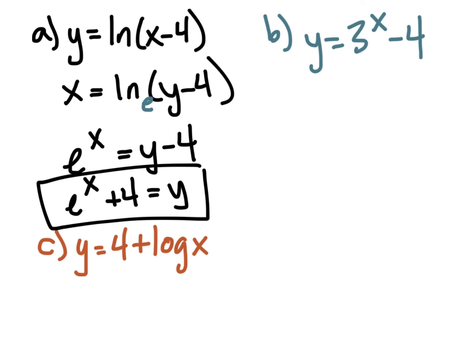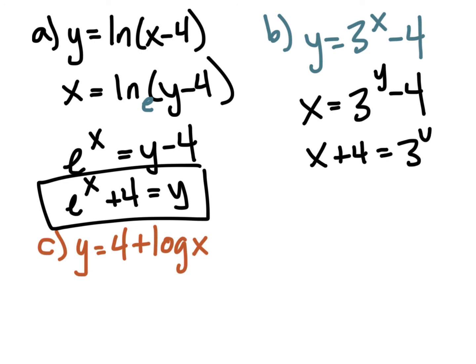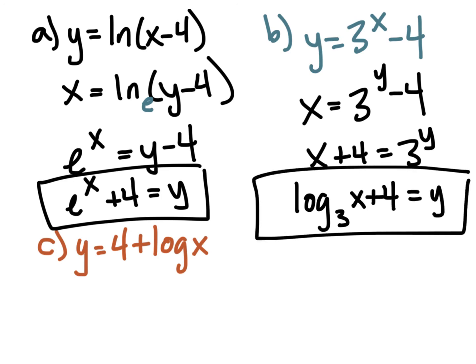Let's do it again. x equals 3 to the y minus 4. I need to get the exponent by itself, or this 3 to the y by itself. So I'm going to start by adding 4. So x plus 4 equals 3 to the y. Now that I have the exponent by itself, just like before I had the log by itself, I'm ready to rewrite it as a log. So this would be log base 3 of (x plus 4) equals y. And that's solved for y. Here, you try the last one.